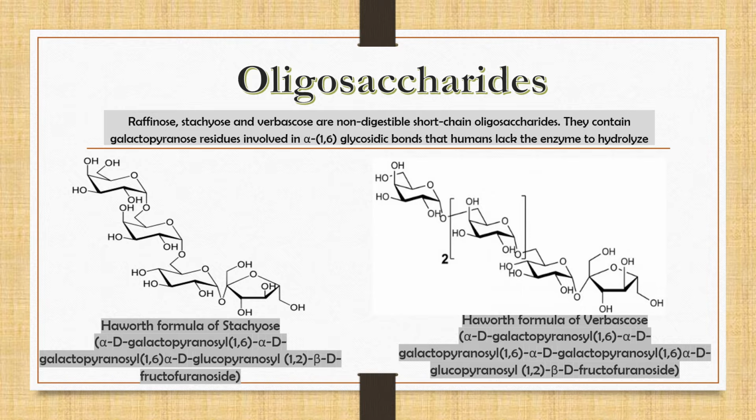Therefore, raffinose, stachyose, and verbascose, which are all related, are non-digestible short-chain carbohydrates or oligosaccharides. Humans do not have the enzyme to digest them since they contain galactopyranose residues involved in alpha-1,6 glycosidic bond that humans lack the enzymes to hydrolyze. So they pass unchanged to the colon, where normal intestinal bacteria ferment them to gases, which can cause abdominal bloating.